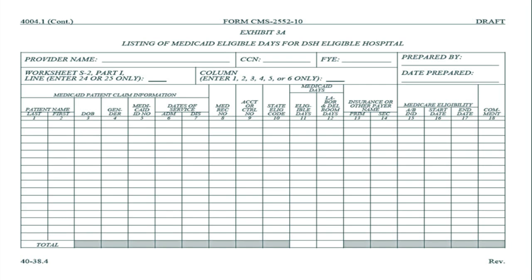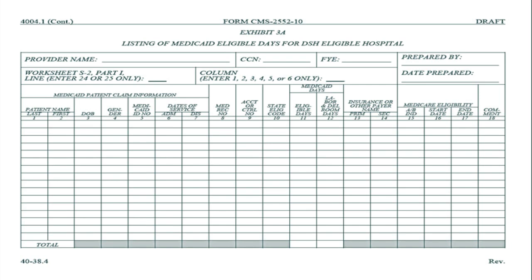And per the instructions for this Exhibit 3A, again, the sum of the days entered in this column must equal the number of days reported on Worksheet S-10 for the line and column selected. And in accordance with their previous instructions, if these exhibits aren't completed properly, it could result in an unacceptable cost report and it be rejected.